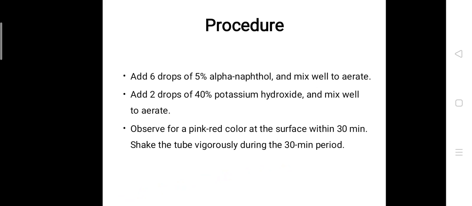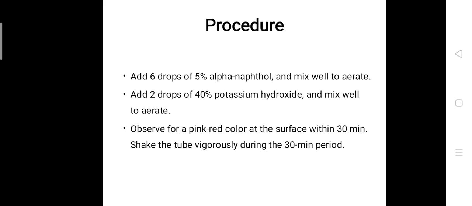Now after the incubation of 24 to 48 hours, you are going to add 6 drops of 5% alpha naphthol and mix well to aerate. Again, we have to add 2 drops of 40% potassium hydroxide and mix well to aerate. Remember, the 5% alpha naphthol and the 40% potassium hydroxide, KOH, have to be added in the presence of oxygen only, and in this order.